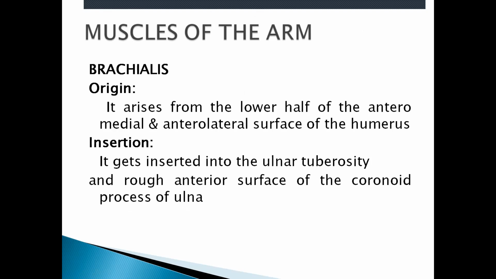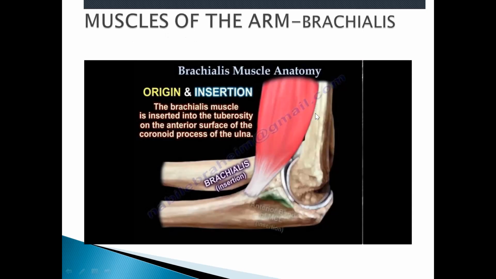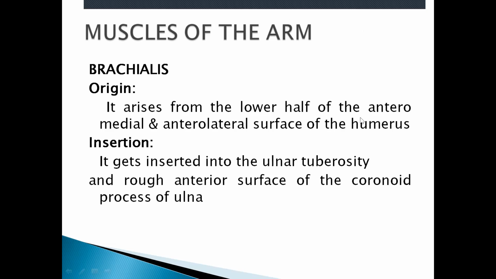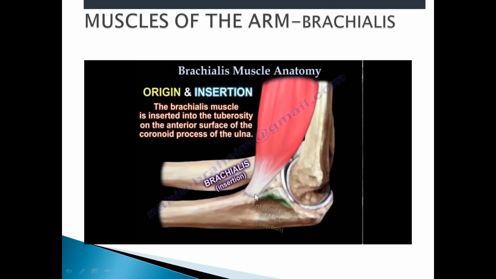The next muscle belonging to the anterior compartment of the arm is brachialis. It arises from the lower surface of the humerus. You could see this is a picture depicting the lower surface of the humerus, including the anteromedial surface and the anterolateral surface. So it arises from the lower half of the anteromedial and anterolateral surface of the humerus. It gets inserted into the ulnar tuberosity and also the anterior surface of the coronoid process of ulna, which is situated next to ulnar tuberosity. So this is the origin and insertion of the brachialis muscle.